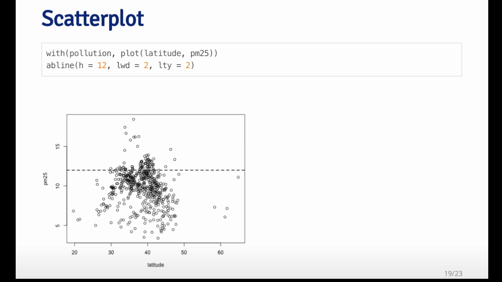I've added a horizontal dashed line here at 12, so you can see roughly where the National Ambient Air Quality Standard is. And you can see that there are a number of dots that are above it, which, technically speaking, would be out of compliance.